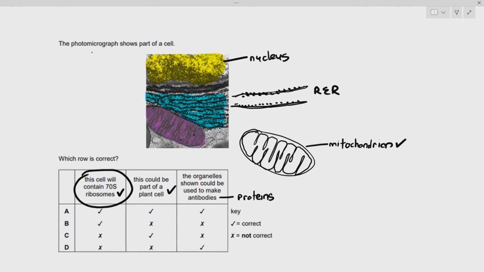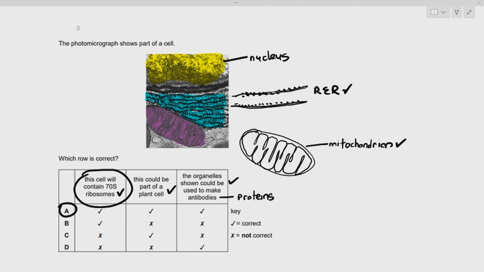The organelles shown could be used to make antibodies. Antibodies are proteins, technically, glycoproteins to be exact. But yes, you can use these organelles to make the antibodies, because the nucleus contains the genes that will undergo transcription to produce the mRNA. The mRNA will go to the rough endoplasmic reticulum to undergo translation, and this process requires ATP, which is supplied by the mitochondrion. So the answer is yes. So the answer is A, all are correct.